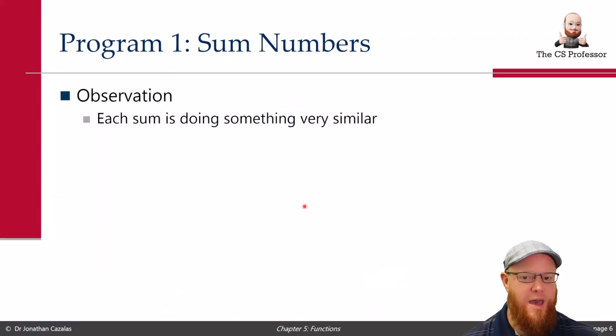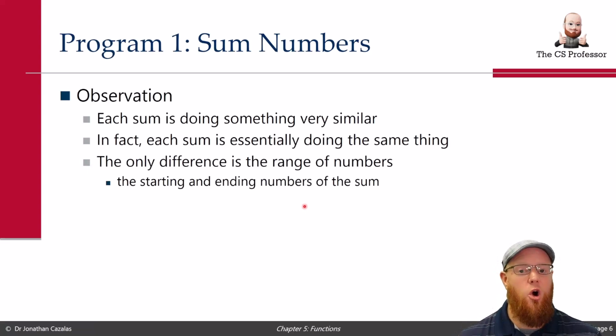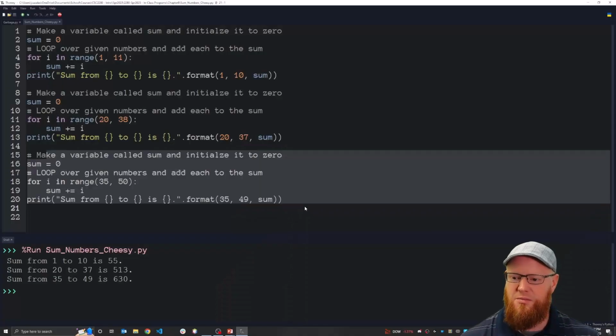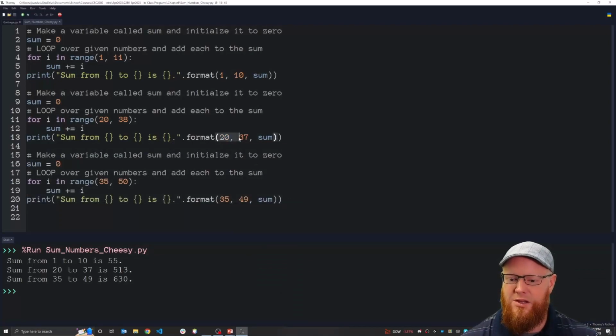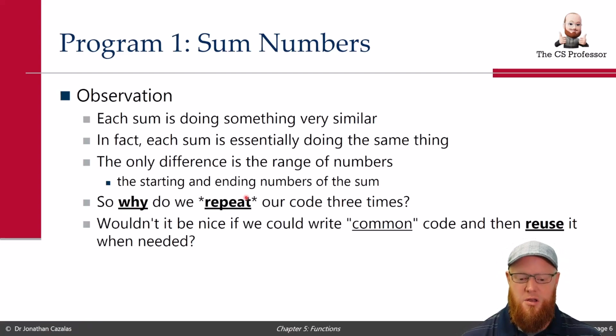Instead of doing that, the observation first is that each sum is doing the exact same thing. The only difference is the range of numbers. The first sum is going from 1 to 10, the next one from 20 to 37, and the next one from 35 to 49. So why are we repeating our code 3 times? Well, the short answer is because we don't know a better way. We're about to learn a better way.